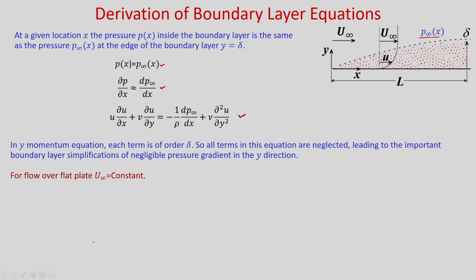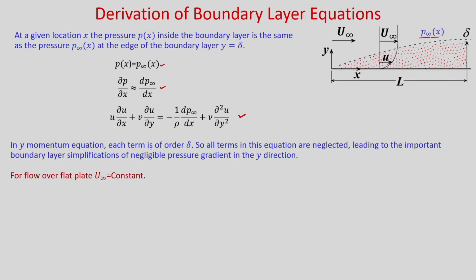What about the v momentum equation? You have seen that v is much smaller than u infinity, and it has a very small value, and from there we derived that del p by del y is also very small. So, in the y momentum equation, all the terms will be of order delta. So, you can neglect the y momentum equation. All terms in this equation are neglected, leading to the important boundary layer simplification of negligible pressure gradient in the y direction.